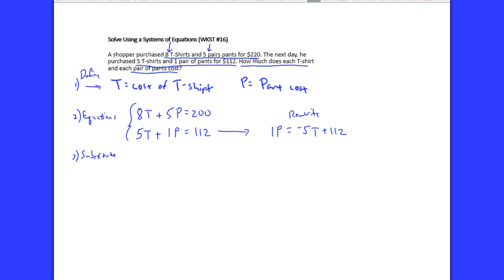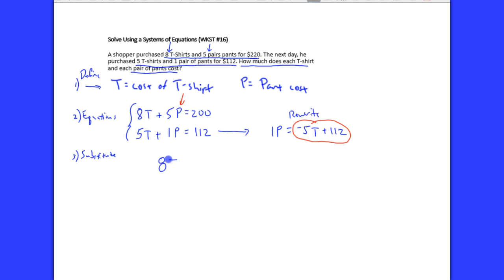All right, now what I can do is, since I have one of the variables isolated and I know that 1 pair of pants is equal to this, I'm going to take this that I've just circled in red and substitute it for this p in the other equation, and you've got to put it in the other equation at this point, and then we're going to figure out how much a t-shirt is. Okay, so I'm going to substitute that now, and I'll write it in blue.